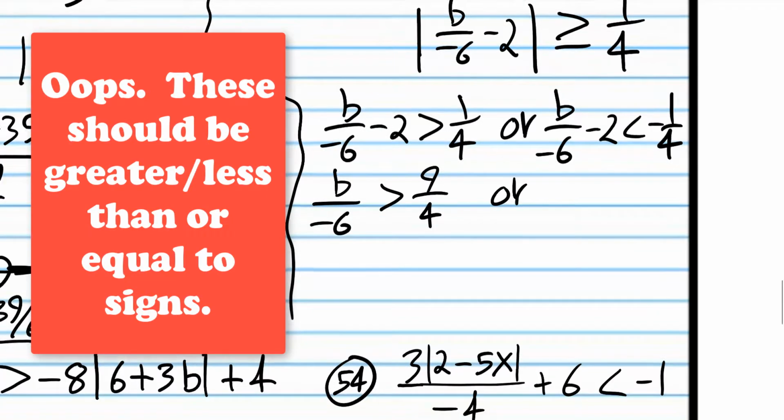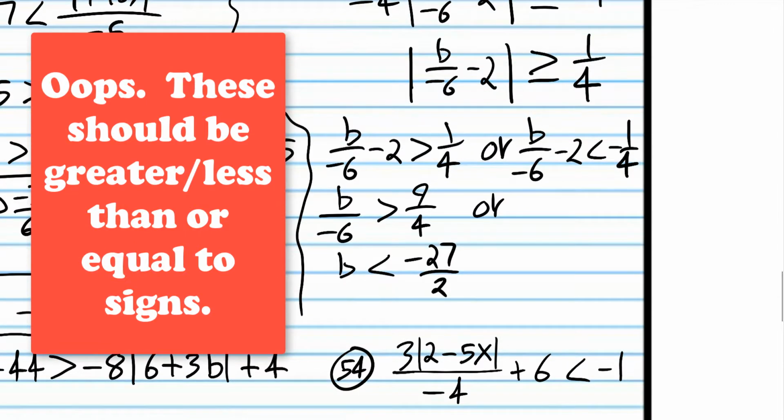And now we're going to have to multiply both sides by a negative. If you do that, you have to flip that inequality. So now it's going to be less than sign. B is less than -54 over 4, which reduces to -27 over 2. Again, if you have problems with that, you can just go back to my beginning algebra course or my arithmetic course. So that's one solution.